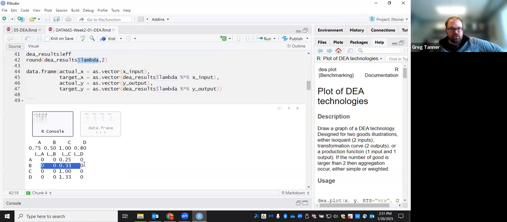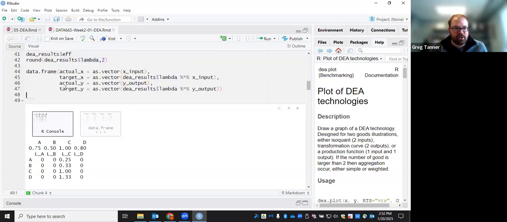And so each row corresponds to a different target for a different DMU. The columns refer to the DMUs that are making up the target. So because C had 100% efficiency and none of the other DMUs had 100% efficiency, only lambda C is non-zero. Lambda A, B, and D are zero because A, B, and D were not 100% efficient.